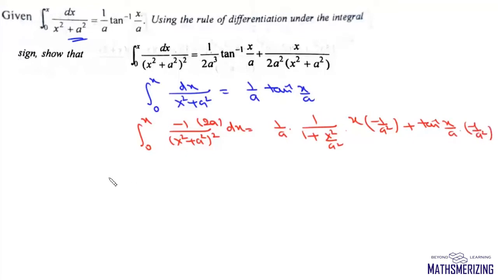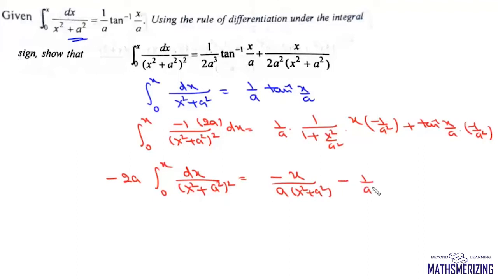Now here we'll take minus 2a common, so it will be minus 2a, and then this integral from 0 to x dx upon x square plus a square whole square, and here it will be minus x upon a into x square plus a square, minus 1 upon a square tan inverse x upon a. Now we'll divide everything with minus 2a.